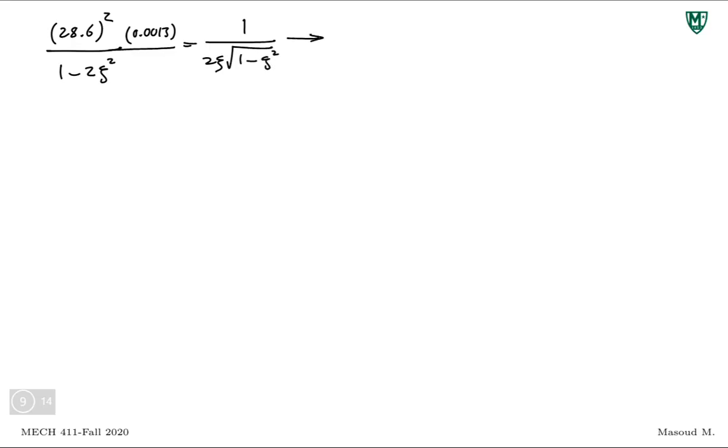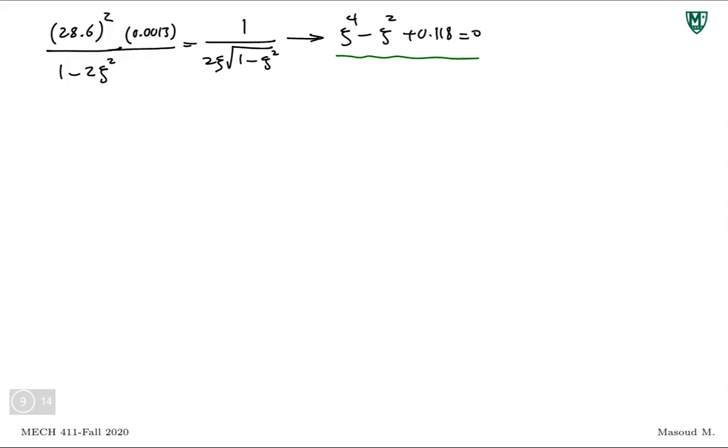If I square both sides and move things around, I'm going to get an equation in this form: zeta to the 4 minus zeta squared plus 0.118 is equal to 0. Now, this is a fourth order polynomial. At first look, it's almost impossible to solve. How can we find the roots of this equation? It's not a quadratic equation that we can easily solve.